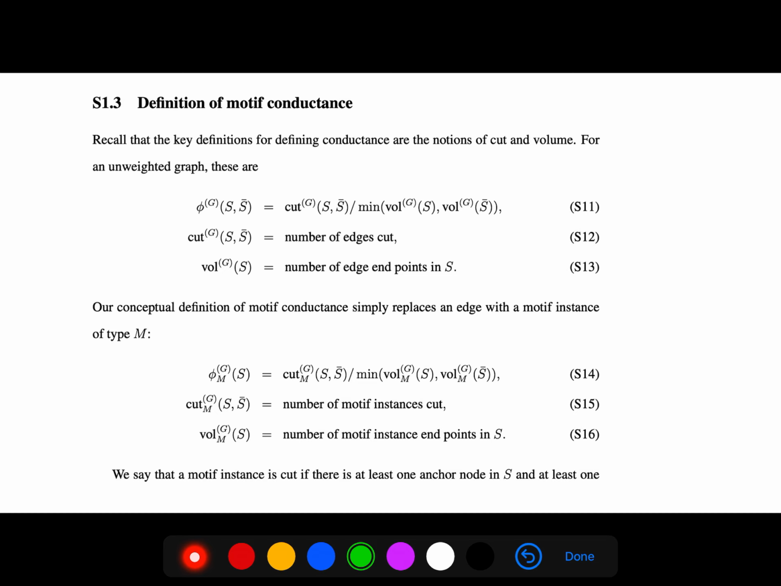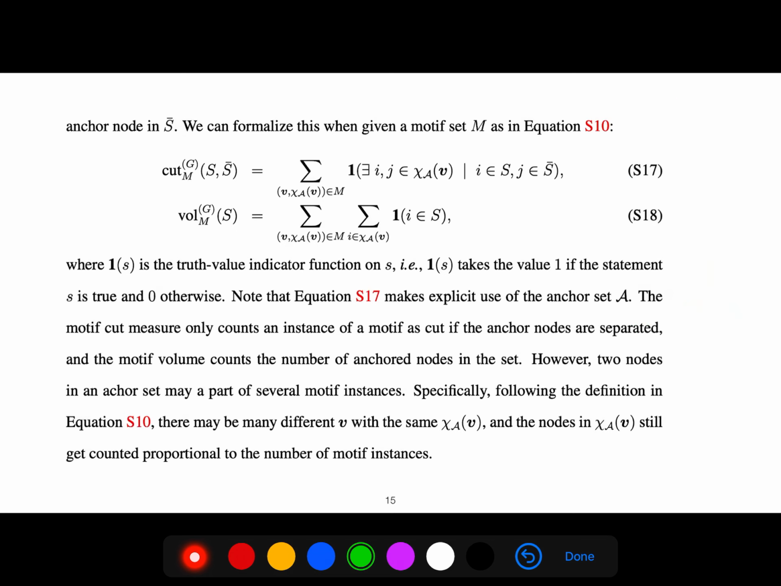So they just generalize it from conductance to motif conductance. And this is how they do it. Instead of dealing with nodes, we work on the motifs. For example, number of motifs. Instead of the number of edges like this, now we are talking about the number of motifs: the number of motif instances cut, or the number of motif instances with endpoints in S. So we formalize this when given a motif set M like this.